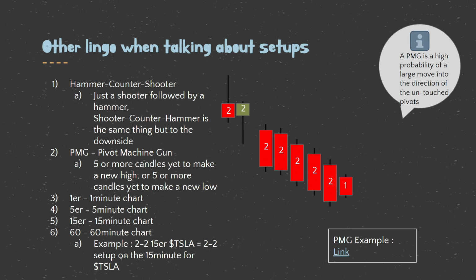And then when you're talking about setups, if we have a 2-2 15er on Tesla, that'd be a 2-2 setup on the 15-minute for Tesla. It's very, very simple and easy to type out. You're going to see that if you're in my Discord or in Rob's room, you'll probably hear it. All that's saying is just all this information condensed, so it's quicker.